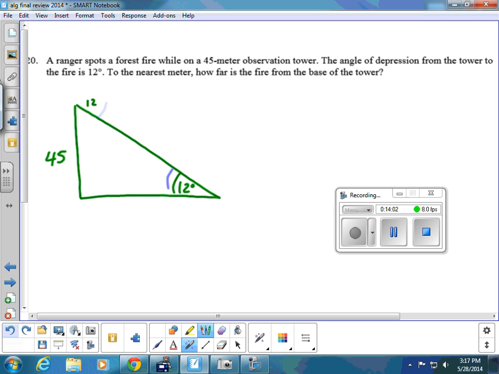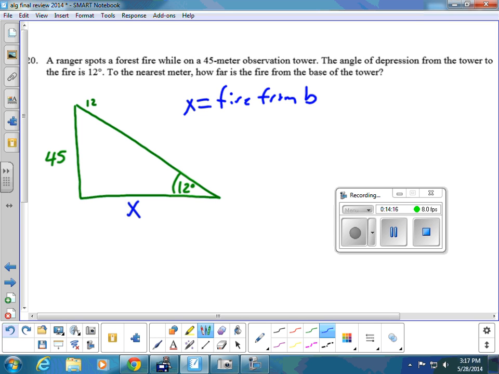So let's keep going with this question. We still need to find x. So we have our setup. So x could equal how far the fire is from the base. We could just write fire from base. Okay, so we need to set this up. We've got to figure out what to use with this. Again, we're given an angle. We had to draw our picture ourselves. So we have to figure out what x is.